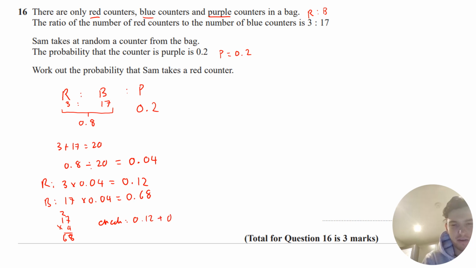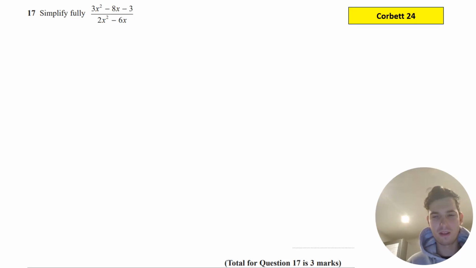0.12 plus 0.68 plus 0.2. Yes, they do sum to 1. And it asks me for the probability that he takes a red counter, so 0.12. Done. Next question.